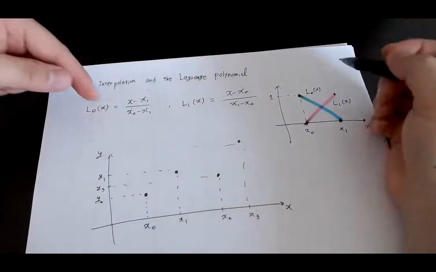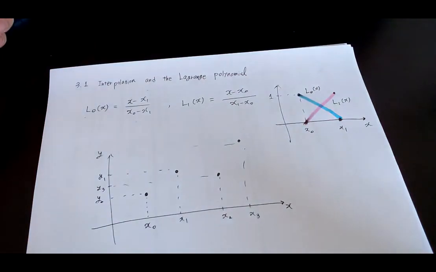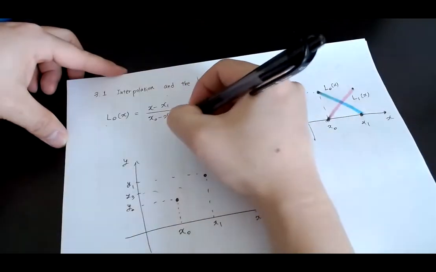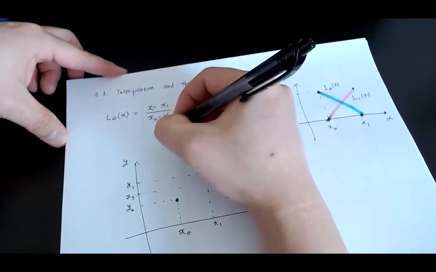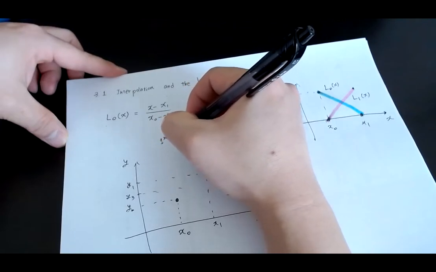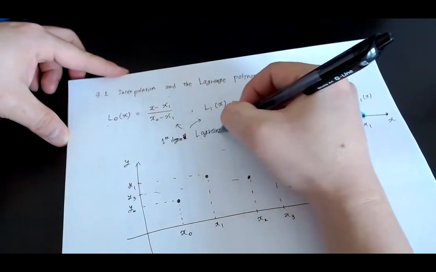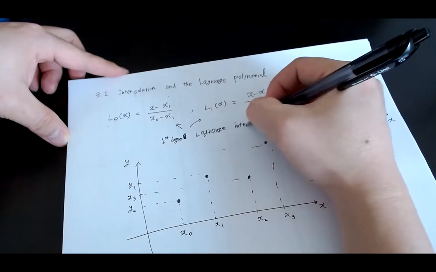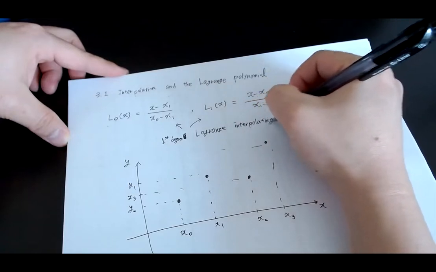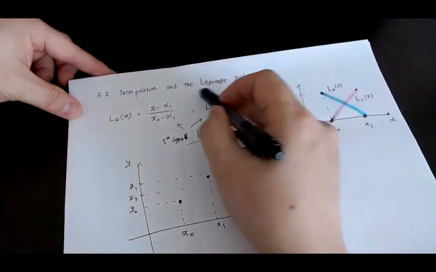So these two functions are examples of the Lagrange polynomial of degree 1, the first degree Lagrange interpolating polynomial. Now using this, we're going to construct the Lagrange polynomial.